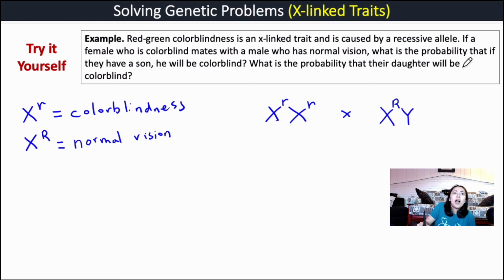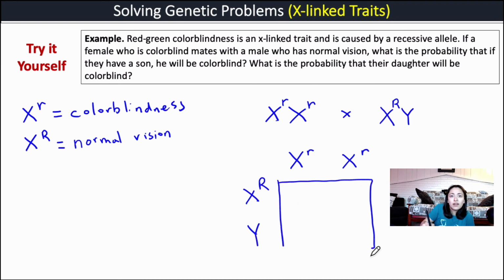And then it's asking what's the probability that their son would be colorblind if they had a son. What's the probability that their daughter would be colorblind? So you set this up just like before. We separate the alleles that the mother has, X little r, X little r. The father would be X big R, Y. And then set up your Punnett square.